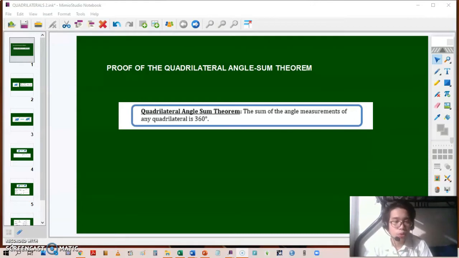Okay, so for today, we are going to discuss the proof of the quadrilateral angle sum theorem. We want to prove that the sum of the angle measurements of any quadrilateral is 360 degrees. This is true for any type of quadrilateral, square, rectangle, kite, rhombus, or trapezoid, so whatever quadrilateral you may have. Okay, so it's 360 degrees.